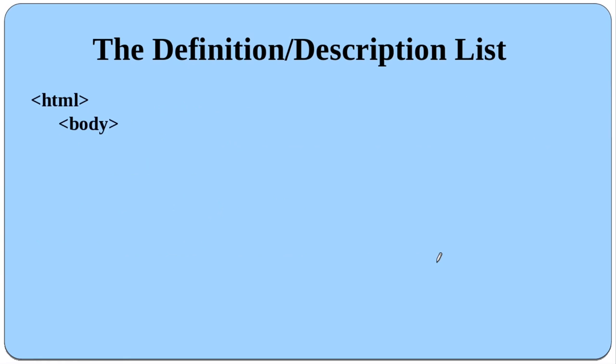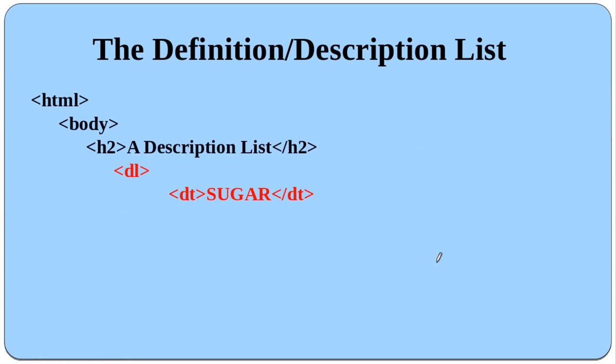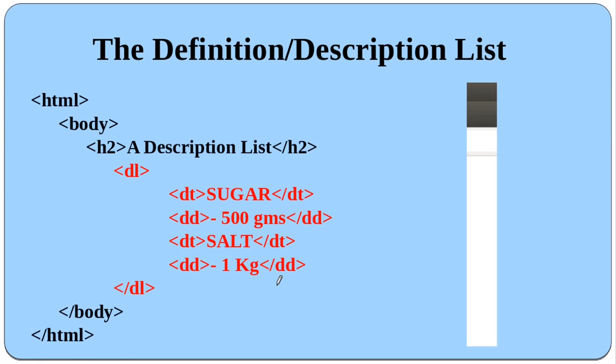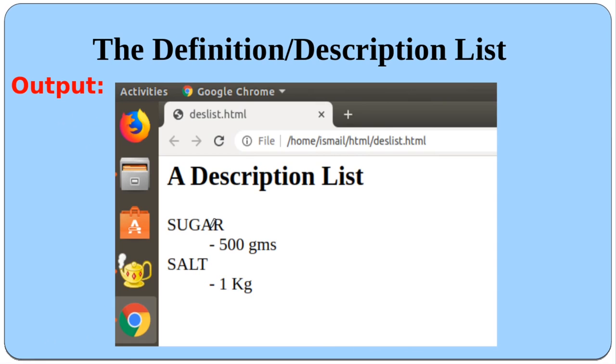Observe this example. Here we have implemented a description list where the term is sugar and its description is 500 grams. Second term is salt and its description is 1 kg. When we save this code and execute it in the browser, we get output like this. See, sugar is the term, 500 grams is its description, salt is the term, 1 kg is its description.